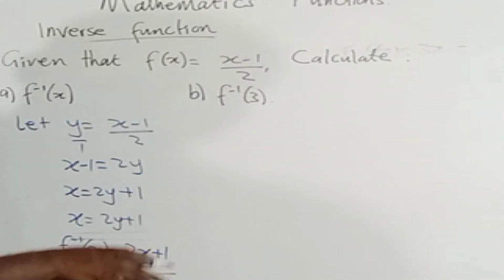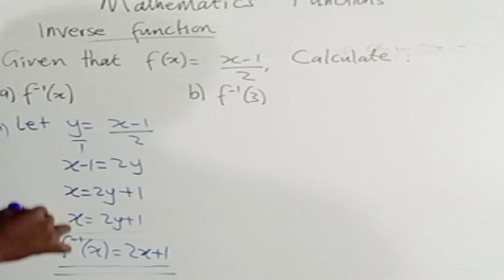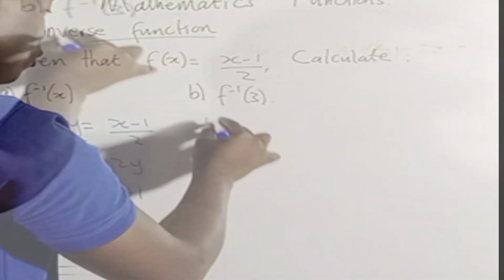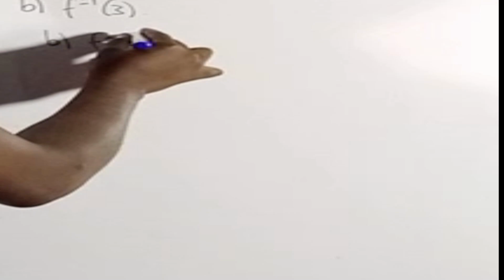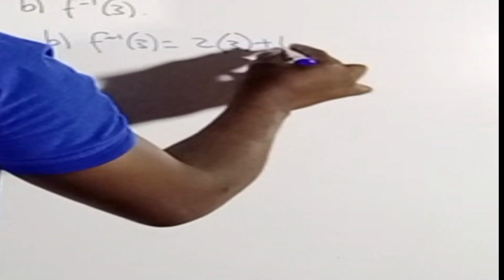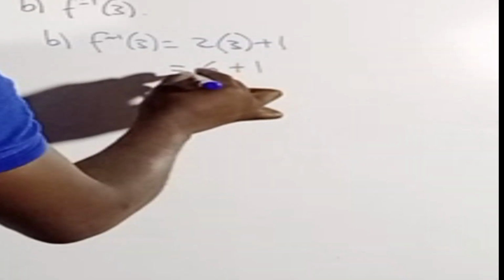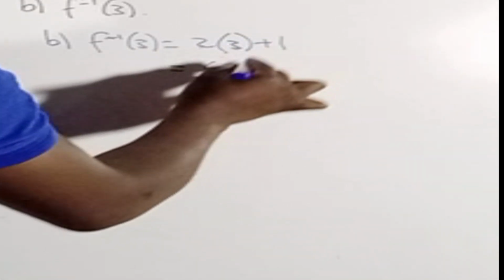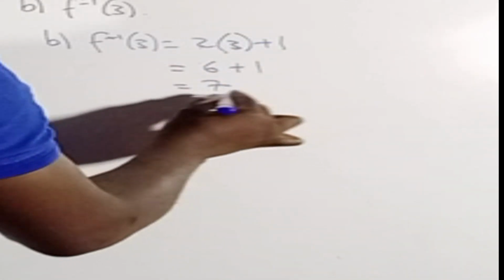Now, having done this in A, we can go to B, which says that we have f inverse of 3. This is just the same as saying 2, where there is x, we put 3. So we say 2 times 3 plus 1. So 2 times 3 is 6, plus 1, what we're getting is 7.